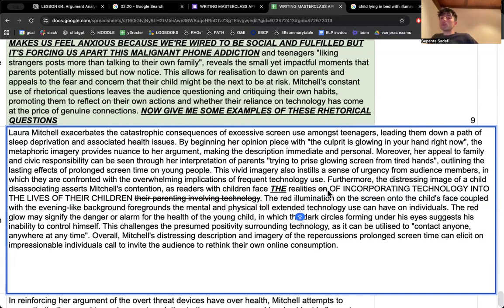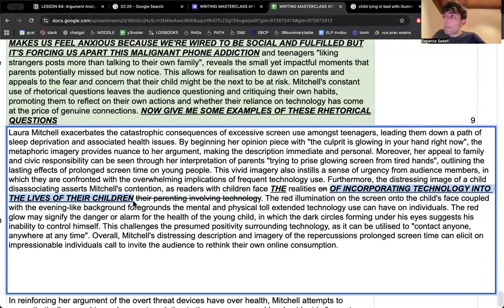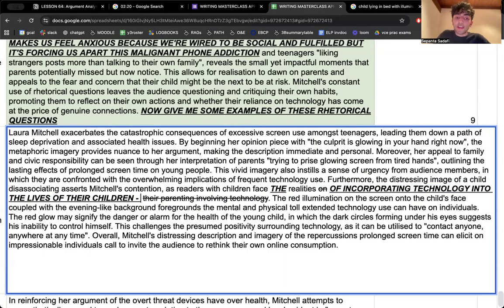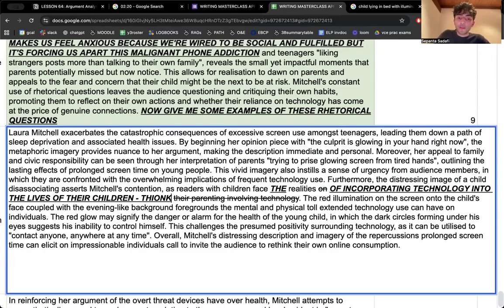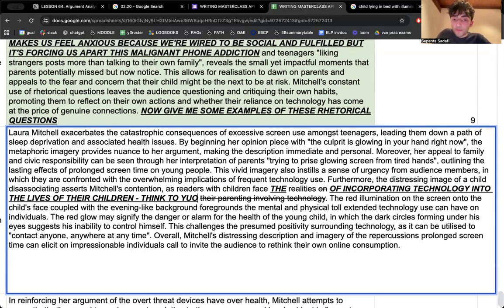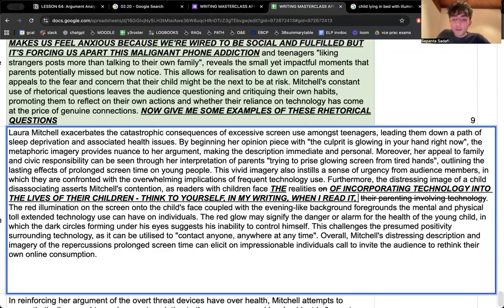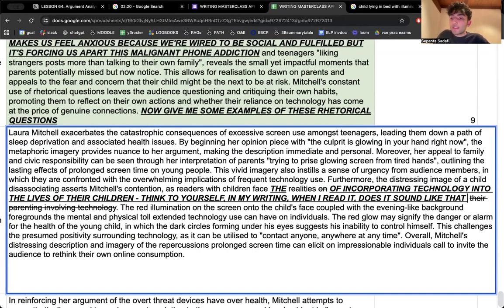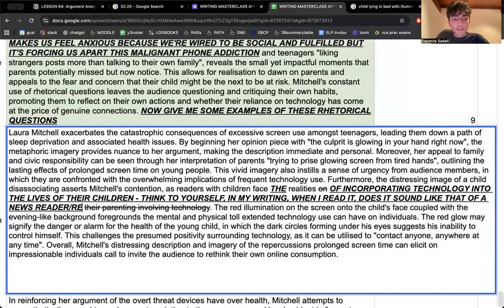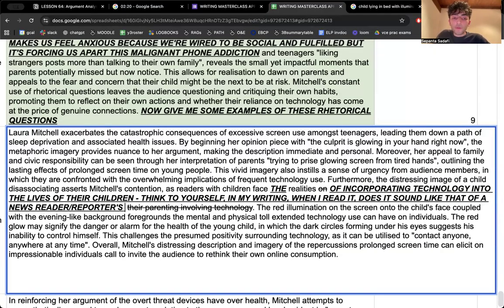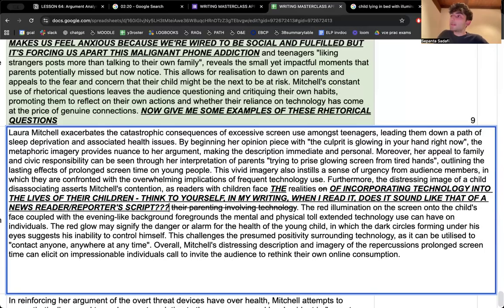Guys, I want you to read your writing back and think, is that the best way it could be worded? Is that the way that a news reporter would say it? Think to yourself. That's another tip. Think to yourself, okay? In my writing, when I read it, does it sound like that of a newsreader or reporter, or a news reporter's script? Does it? If it doesn't, that's a problem.